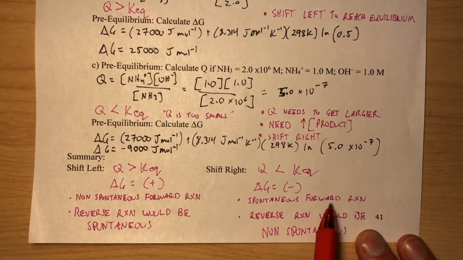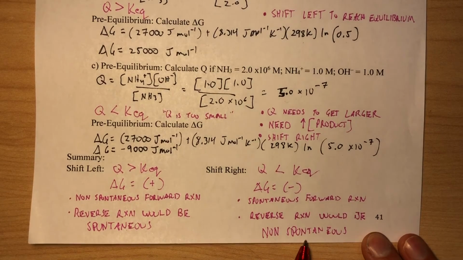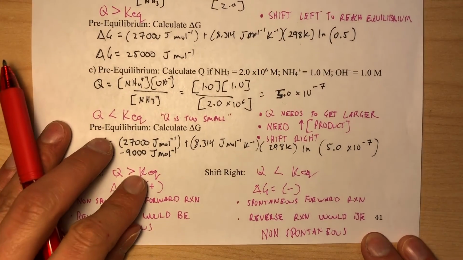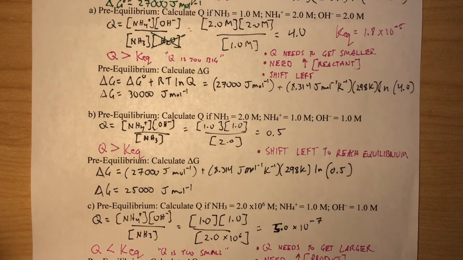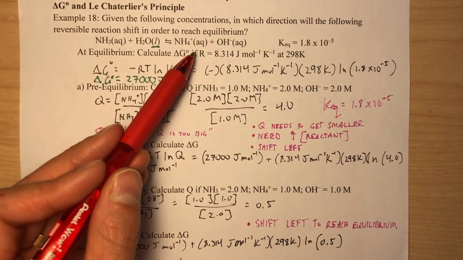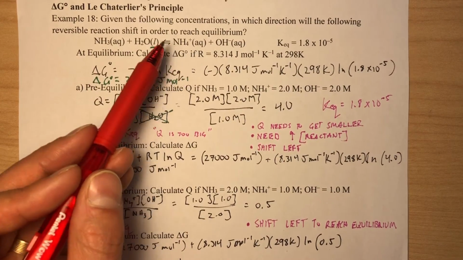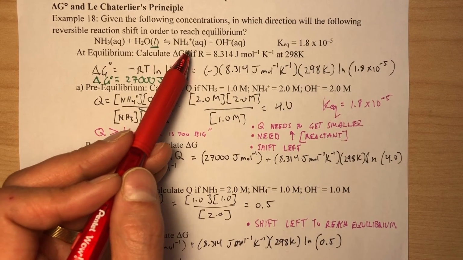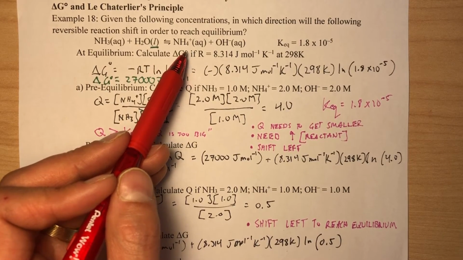The forward reaction is spontaneous, and the reverse reaction would be non-spontaneous. So in that situation, going from reactants to products is spontaneous, which is exactly the same direction as our chemical shift to reach equilibrium.